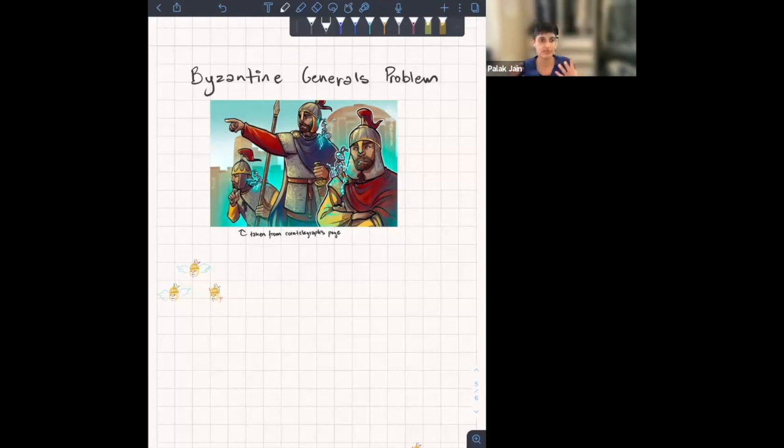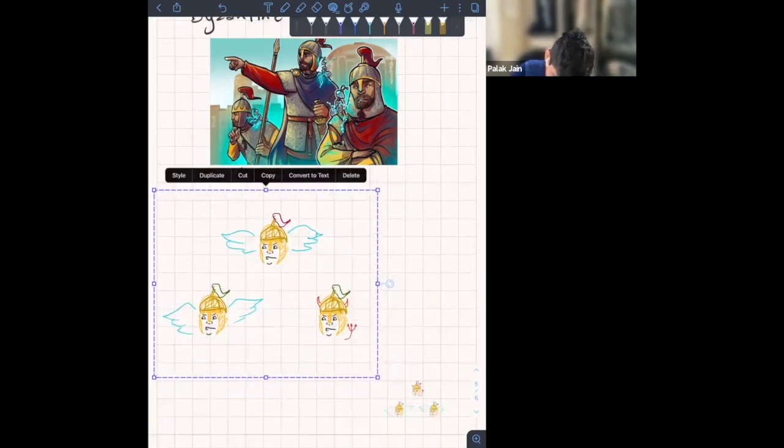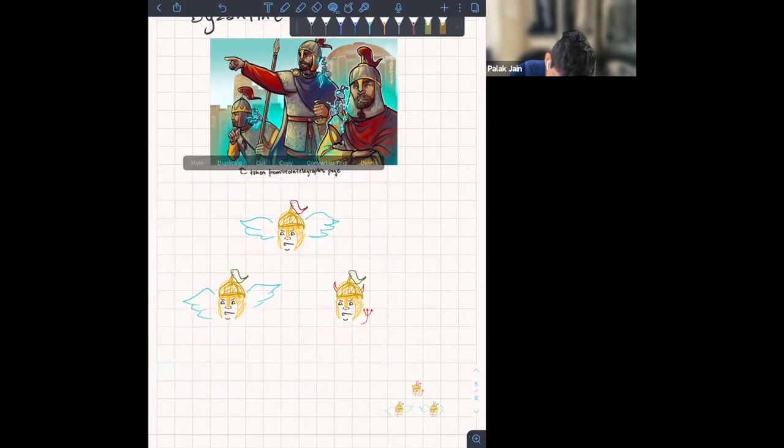So say that we have 3 people, right? Let me grab those 3 people real quick. Okay, so I'm gonna grab these 3 folks right here. So we have these 3 generals, and they want to agree on attacking before they attack.